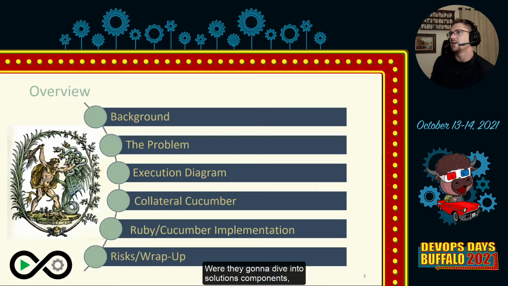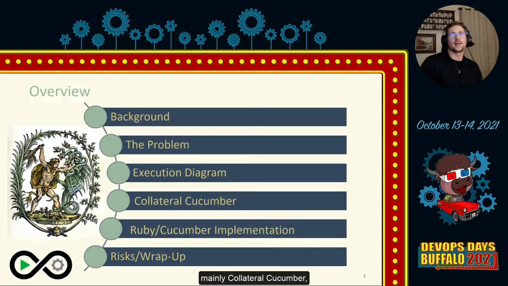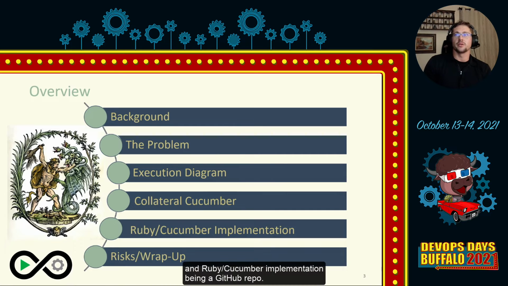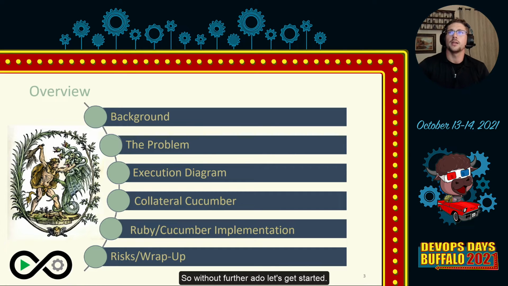We're then going to dive into the solution's components, mainly Collateral Cucumber and the Ruby Cucumber implementation. Collateral Cucumber being a gem and Ruby Cucumber implementation being a GitHub repo. And then I'm going to talk about some of the risks you may not think about when this is implemented. And then we're going to wrap up. So without further ado, let's get started.